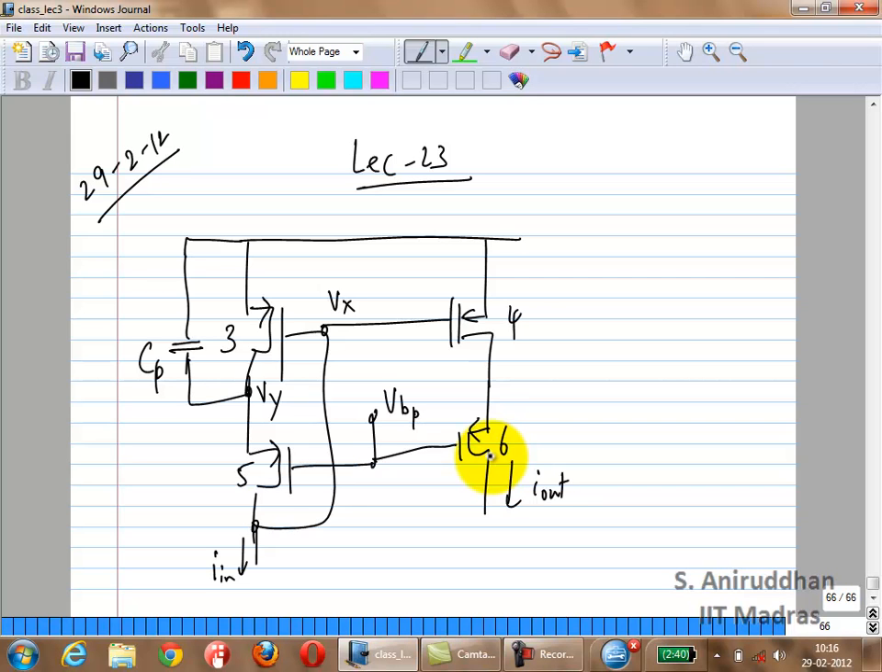You just have to draw the equivalent for this with the output conductance and calculate. This is just Vx. So you are basically calculating the input impedance of this circuit as a function of frequency, correct? So that's one thing.